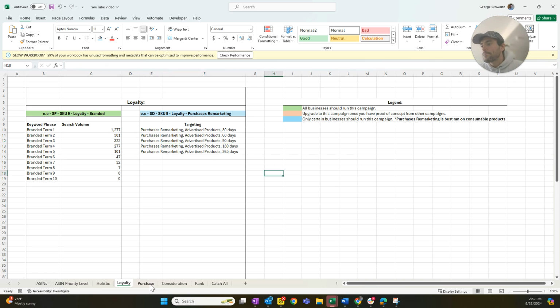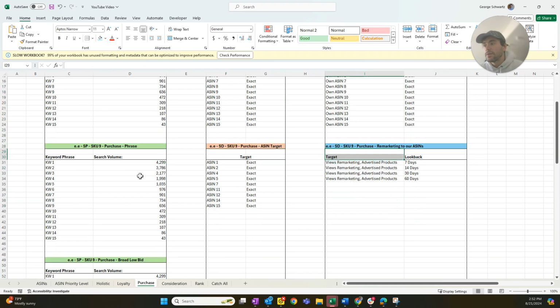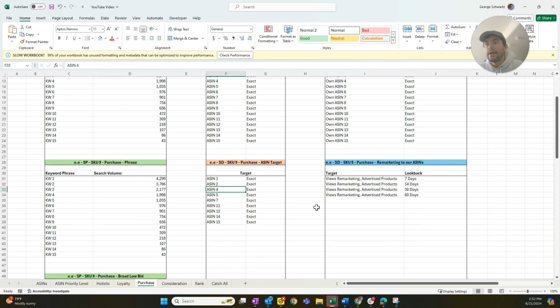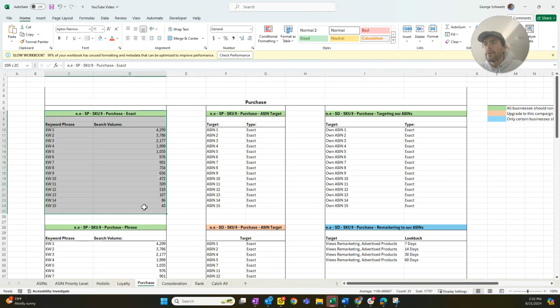Once you have your loyalty built out, the next step is going to be building out your purchase. This should be your low-hanging fruit, the most profitable, best return driving campaigns. So you're going to want to start off with keywords, ASIN targets, potentially doing some cross-selling, and potentially doing some remarketing. We'll get into each, and we have a legend. So green is going to be everybody should use, orange is going to be upgrade, and then blue is going to be situational.